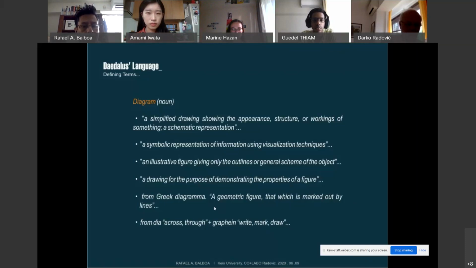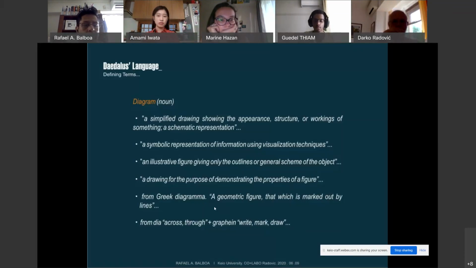An illustrative figure giving only the outlines or general scheme of the object. Again, I think all of these definitions are talking about the reductionist approach to what we are going to represent. Then a drawing for the purpose of demonstrating the properties of a figure. So this also talks a lot about abstraction. When there are properties of something, we need to understand that we have to mince the information and just put the basics of the things that we want to present.